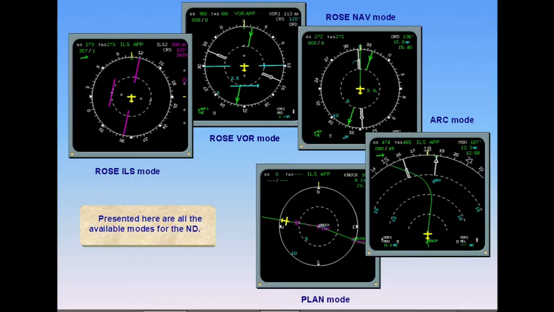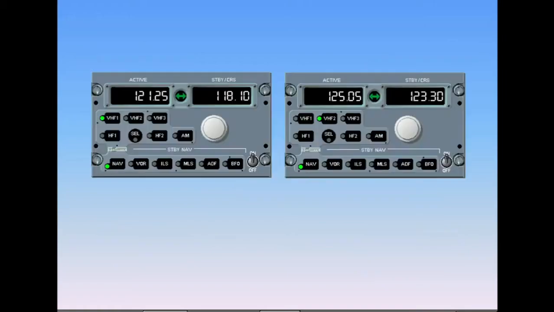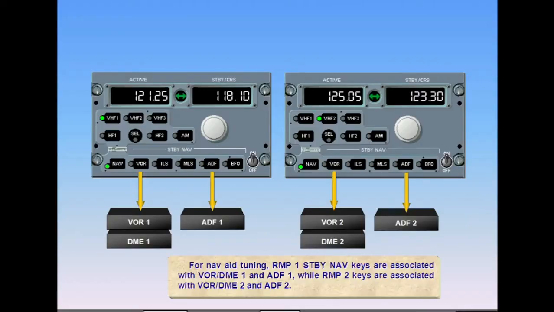In the unlikely event of a double FMGC failure, the backup tuning mode provides radio navigation redundancy to the crew. The backup tuning mode is accessed via the Radio Management Panels, RMP. For nav aid tuning, RMP-1 standby nav keys are associated with VOR DME-1 and ADF-1, while RMP-2 keys are associated with VOR DME-2 and ADF-2. Either RMP-1 or 2 can tune the ILS.